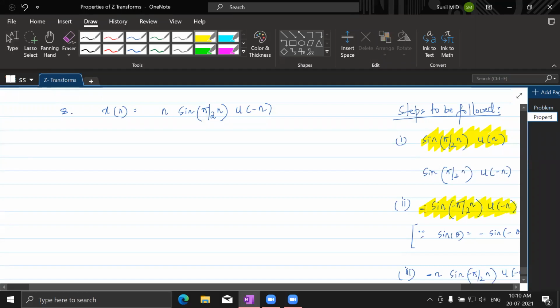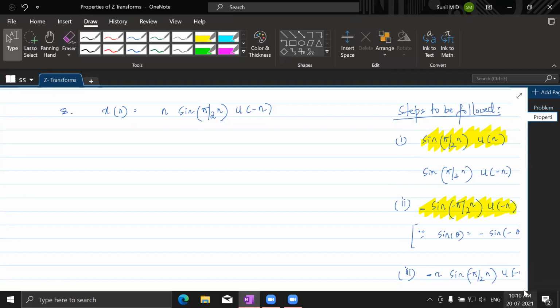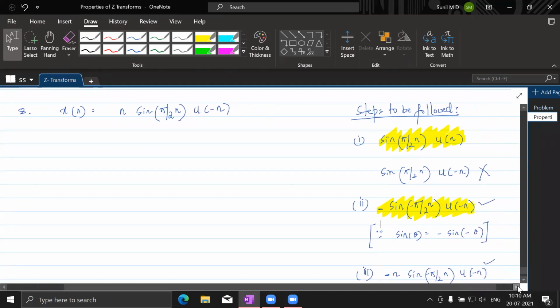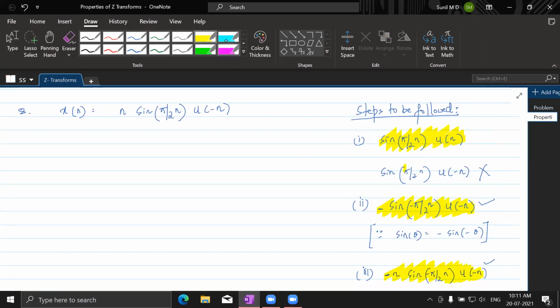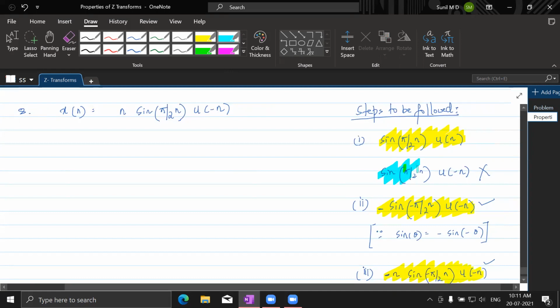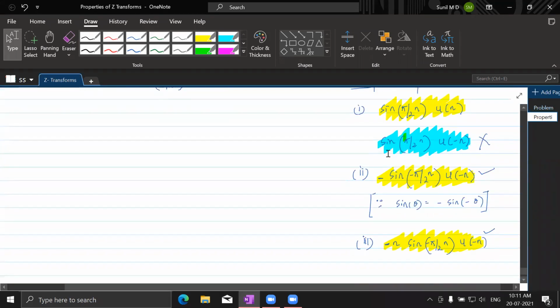Just to introduce minus here, this is the best reference. So this you need to refer. Since this is minus theta, this can be written as minus sine minus pi by 2 n. Fine. So after you get that, this you need to get that. So that is your final thing. So this is wrong. You cannot just approach this straight away. Fine. So which is the most basic signal? That is considered here. This is the most basic signal. Understand? That we need to consider now.